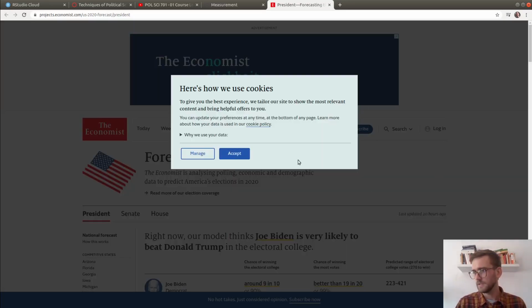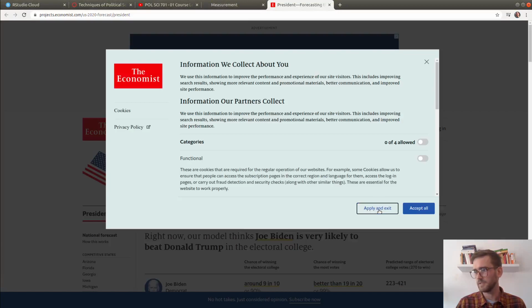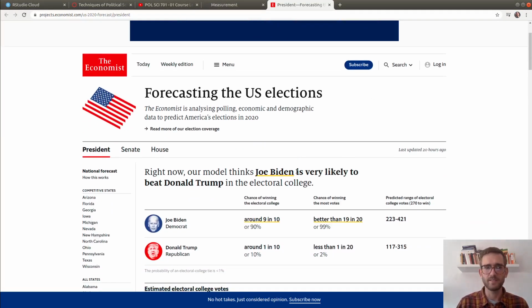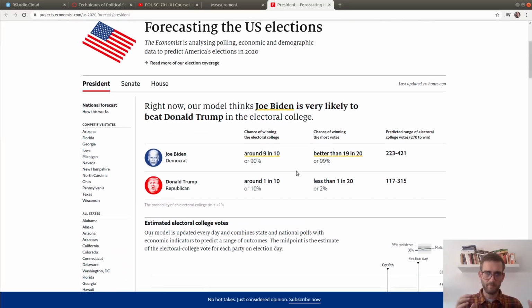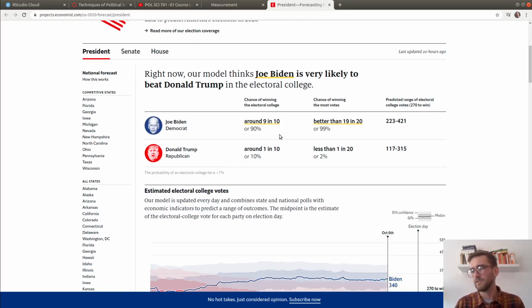Of course, we have to manage some cookies first. But then we have this website, where the idea is to aggregate all these individual state level polls and provide a probabilistic model for actual results in the electoral college, and then provide some probabilistic statement as to which candidate is more likely to win the election. And as we can see here, right now their model predicts Joe Biden is very likely to beat Donald Trump in the electoral college. But of course, the prediction itself goes beyond this one individual statement.